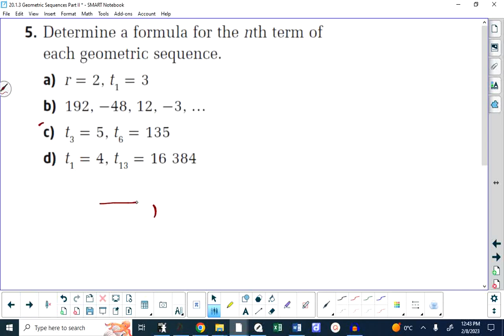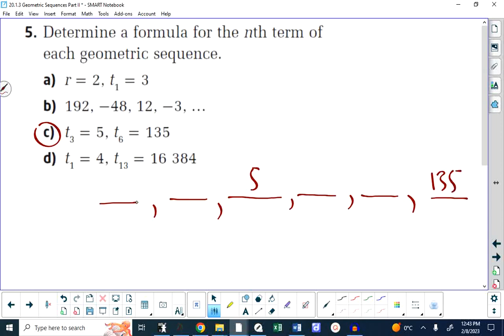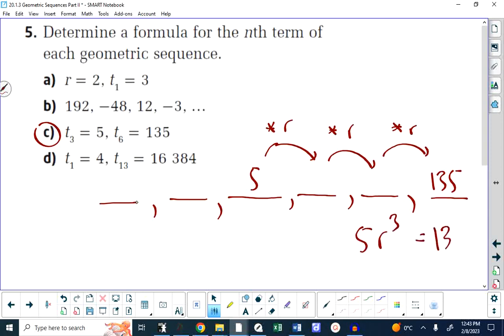First term in C we don't know. Second term we don't know. Third term we do know. Fourth is unknown. Fifth is unknown. Sixth is 135. The formula cannot be used here. What you need to do is say times R, times R, times R. And that means that 5 times R cubed is 135. And then you can divide both sides by 5 and take the cube root. Anyway, any other questions?